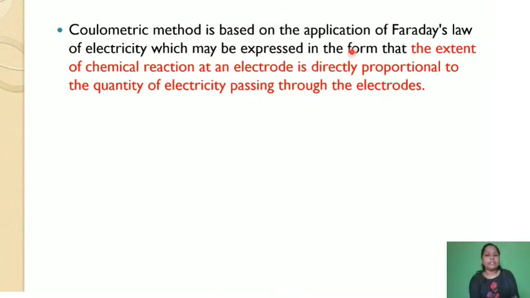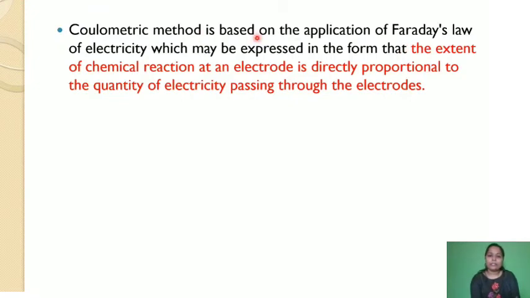Coulometric methods are based on applications of Faraday's law. We know Faraday's first law, W is equal to ZIT. W is the amount of metal deposited, and it is directly proportional to the quantity of electricity passed through the cell.